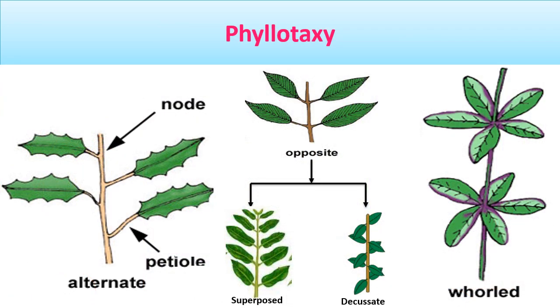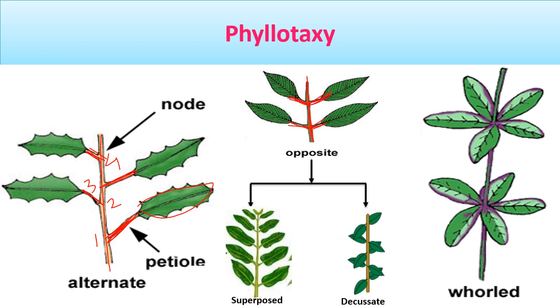The next part is called phyllotaxy. Phyllotaxy means attachment of leaves to its respective branch. So if you see here, this is a branch, this is a petiole, and this is a leaf. And if you see this stalk, that is the petiole, if you see this petiole and this petiole, they are alternating. This is one, this is second, this is third, this is fourth. They are alternating. If you see in the second picture, they are exactly opposite to each other. See this, they are opposite to each other.